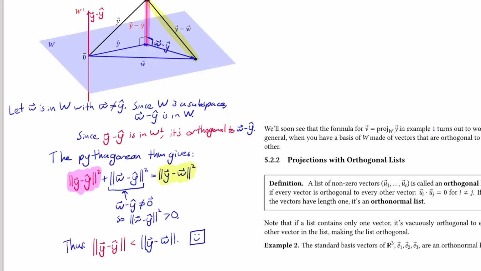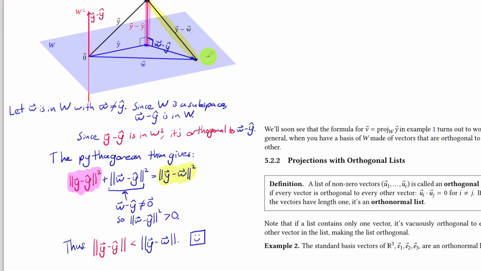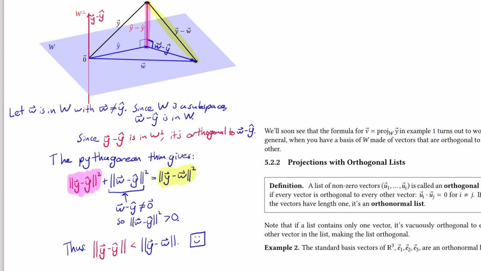So the gist of this is that for any other point in this plane, the distance from y to that point is going to be at some kind of angle, and that's going to make the hypotenuse of a right triangle, which is always longer than that vertical leg.